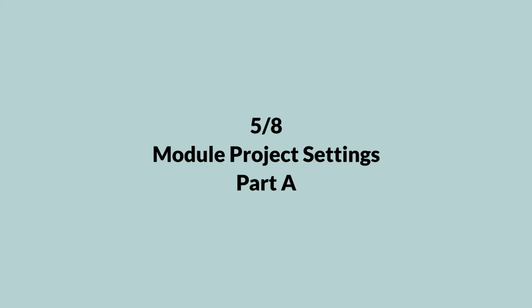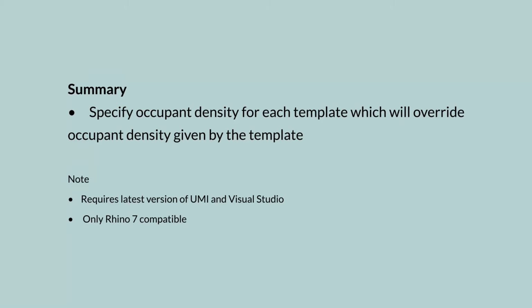So next, we're going to learn about setting up our own module settings. What we've been doing so far for our better occupancy calculation is to just use the UMI provided occupant density. But the point of our module is to use better occupant densities that we feel are more accurate. So we're going to learn how to do that. And our initial implementation is going to allow a user to specify an occupant density for each template in the UMI project that will override the occupant density that is already set in that template.